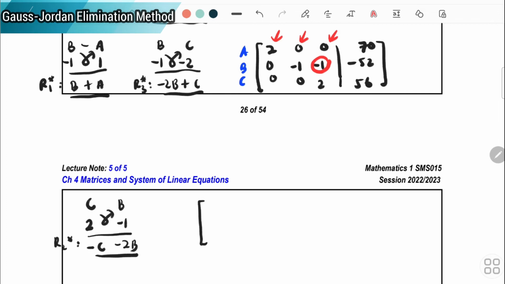So meaning that the first and the third row just be the same as the previous one. So you just copy down 2, 0, 0, 70, and the last row 0, 0, 2, 56. Okay, so you just need to change the second row. So the second row that you should get is 0, 0, 2, 48. Okay.